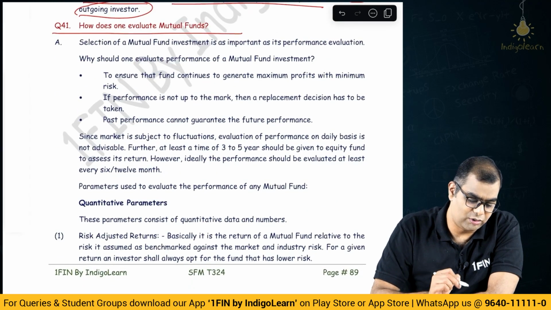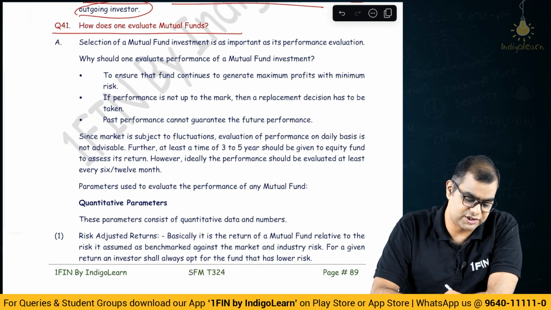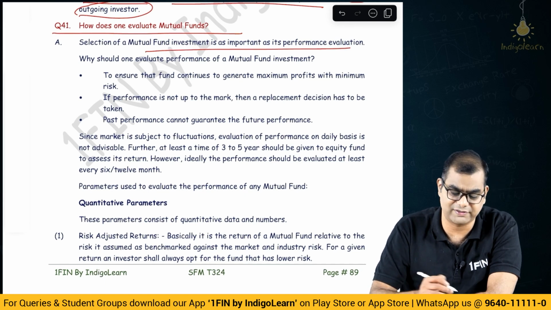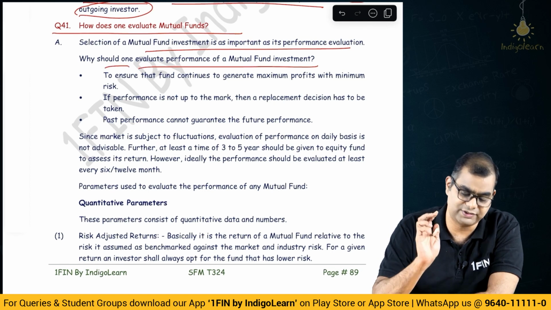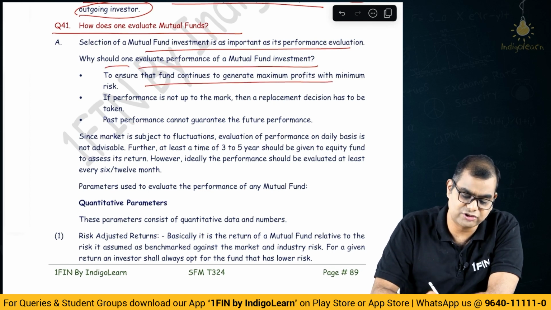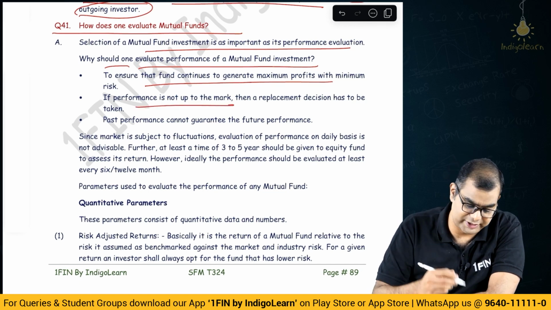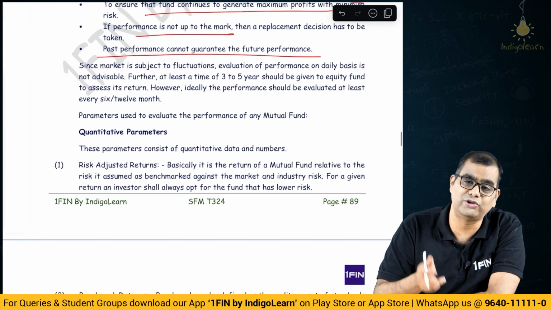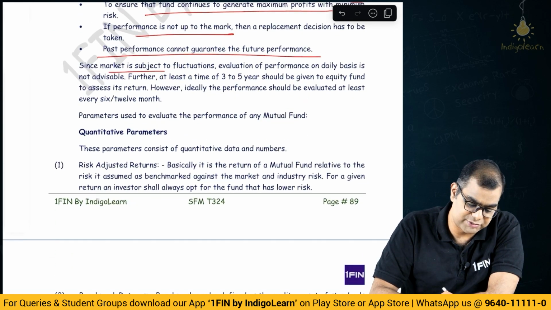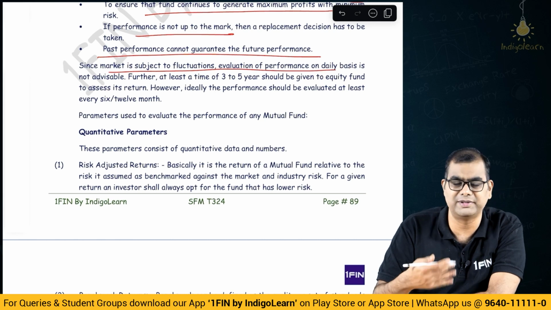Now, how does one evaluate mutual funds? Selection of mutual funds is important, as is performance. Selection and performance evaluation both are important, and there are 3 reasons why one should evaluate mutual fund performance: to ensure the fund continues to generate maximum profits; if performance is not up to the mark, then a replacement decision is to be taken; and past performance is not necessarily a guarantee for future performance, which is why you need to evaluate. Since the market is subject to fluctuations, evaluation of funds on a daily basis is not possible.